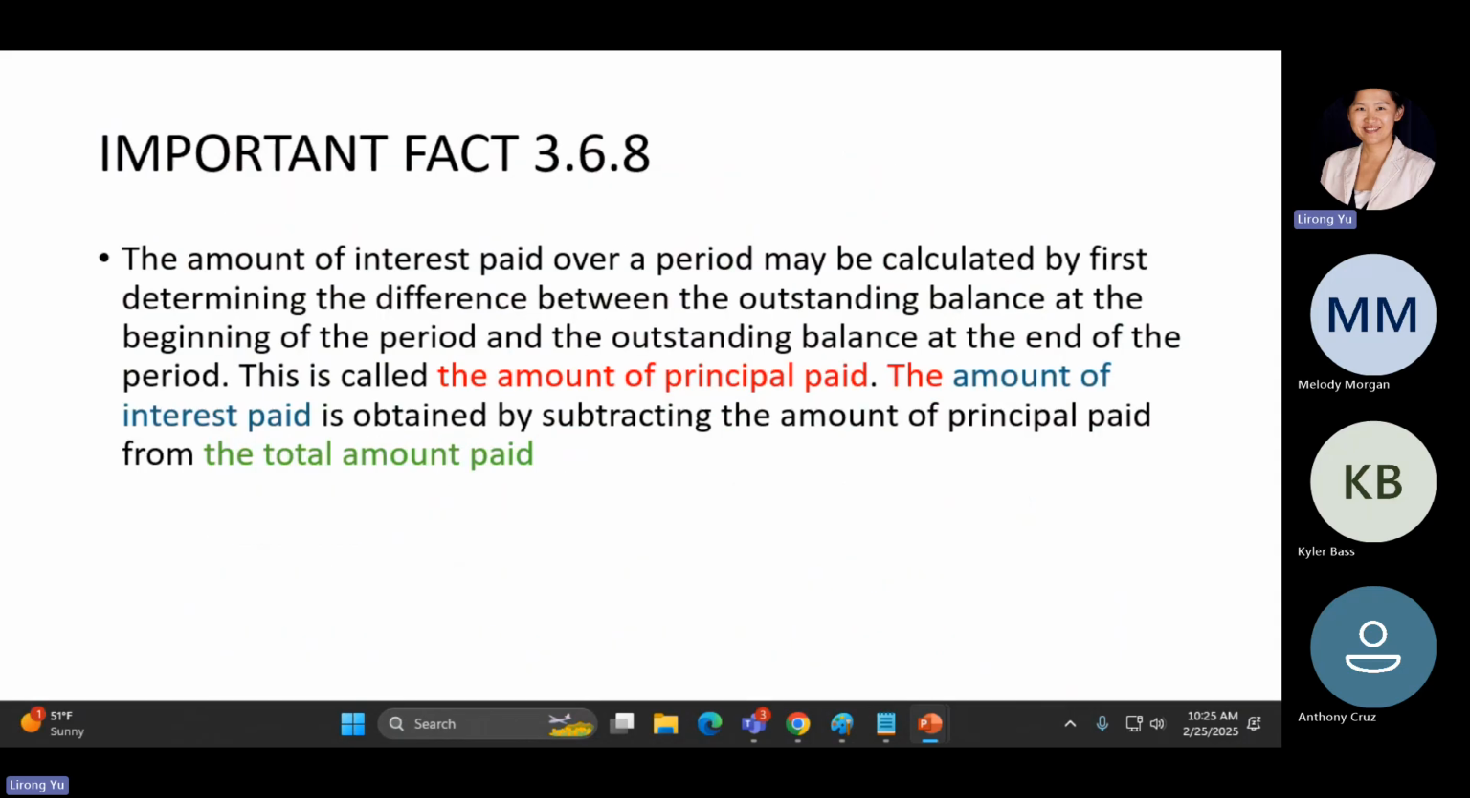All right, and then that's the amount of principal paid. The principal that we paid is what's actually impacting the balance, but the amount of interest paid is obtained by subtracting the amount of principal paid from the total payment. So part of our payment is paid toward the principal, and part of the payment is paid toward the interest.